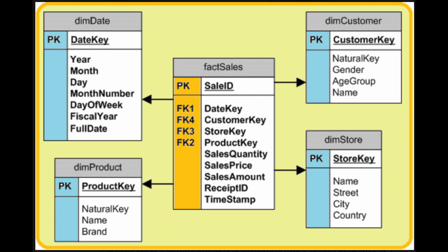Dimensions are more contextual and descriptive information. For a particular sales table, we can have a different product table, which will have all the product information, like the brand, the category, the product ID, and various other things about the product. That's how a dimension table is made.